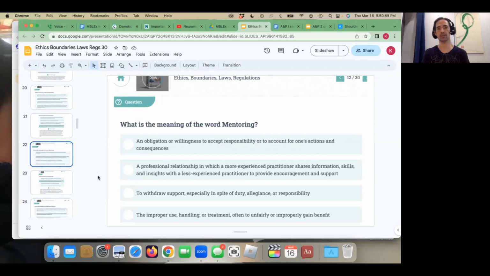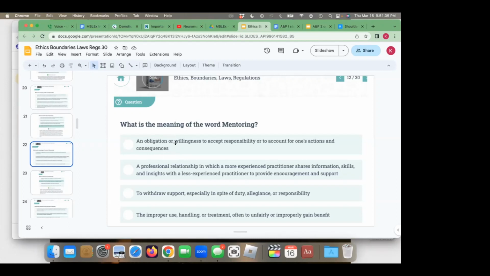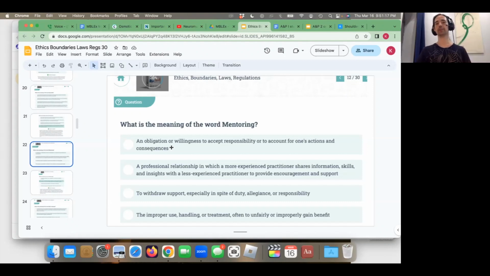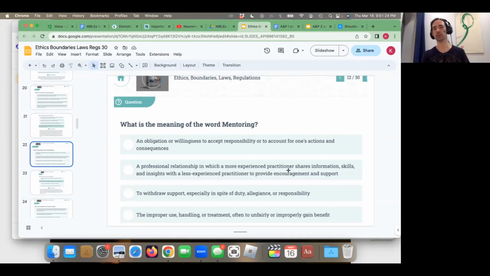What is the meaning of the word mentoring? An obligation or willingness to accept responsibility to account for one's actions and consequences. What's that term defined as, Stephanie? An obligation or willingness to accept responsibility. I want you to be what for your actions and the consequences? Accountable? Yes.